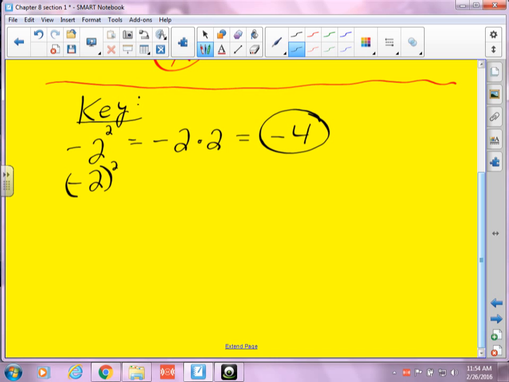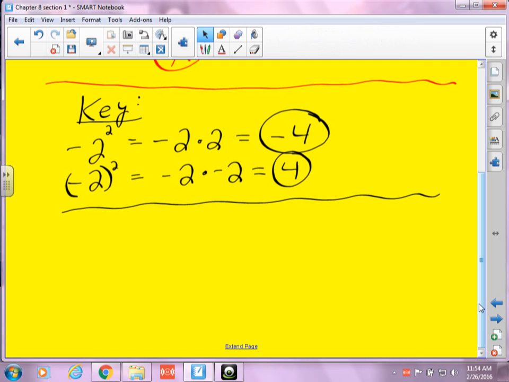The 2 on the outside of the parentheses, you'll notice that the 2 affects both the negative and the 2. So it's negative 2 times negative 2, and my answer is 4. Notice that there's a difference. Okay. Now, let's do one more example.